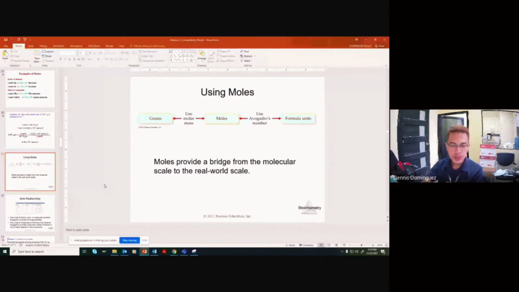So moles provide a bridge from the molecular scale to the real-world scale. From grams, you use the molar mass relationship, grams per mole, to get the moles. From the moles, use Avogadro's number to get the formula units, which are the molecules, particles, or atoms. That's the relationship from grams to your desired unit.